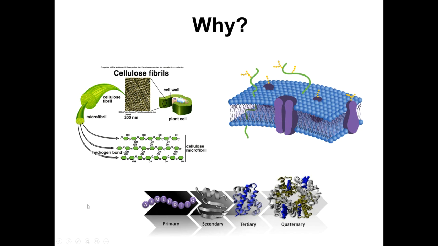For example, here on the left side, we have a schematic of the structure of cellulose. Cellulose is a carbohydrate made of different fibers that join together to produce a very rigid, very strong cellular wall in plants. And you see that this is due to the formation of hydrogen bonds between these molecules. Why do they form these hydrogen bonds?